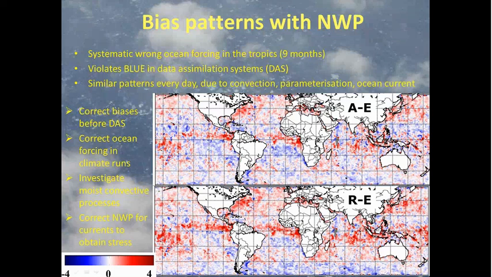So it's in fact important to know these systematic effects and try to correct for them if you use the winds.